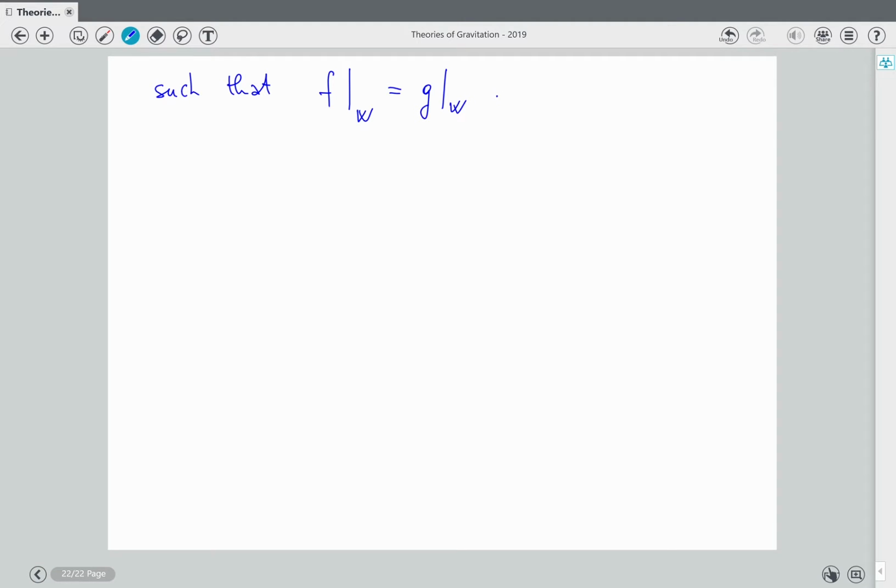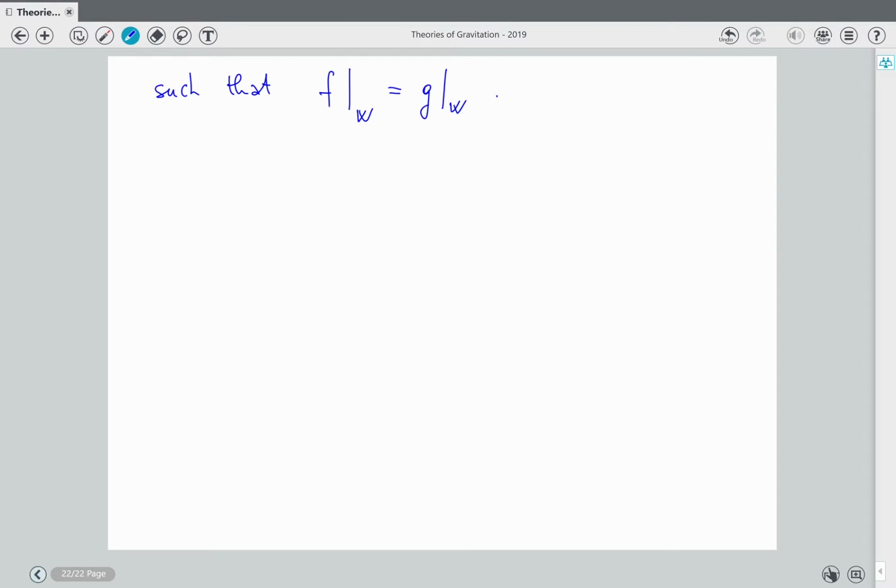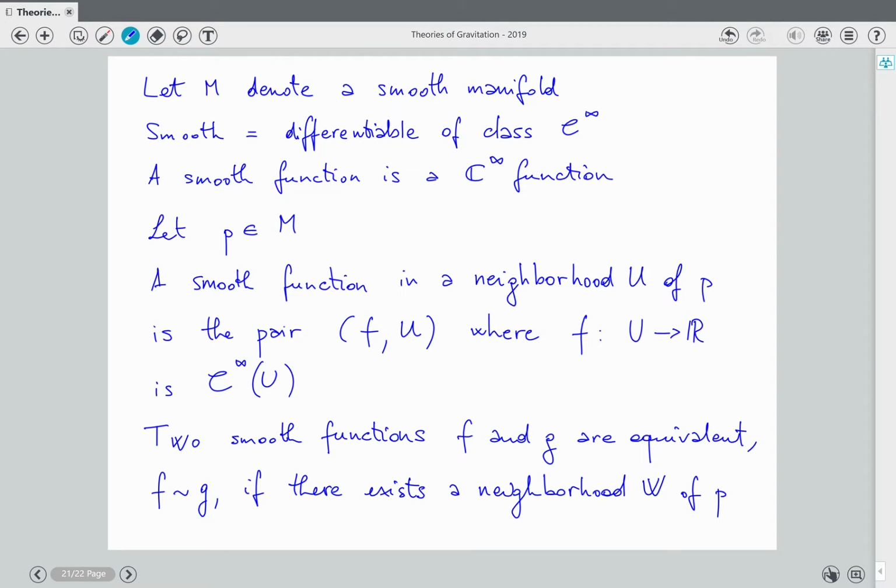So each smooth function is a pair, so it's associated with a neighborhood of P different from W, but if there is a neighborhood W of P where they coincide, then they may be different outside of W, but if they coincide in a neighborhood, then they are equivalent. Okay, so everything is referred to a point P of the manifold M.